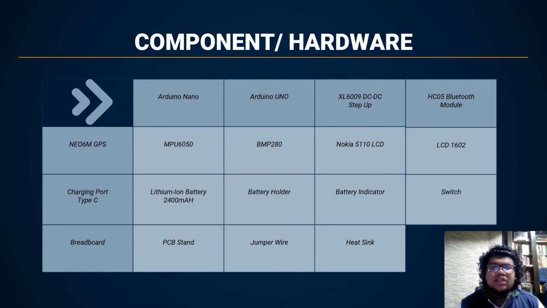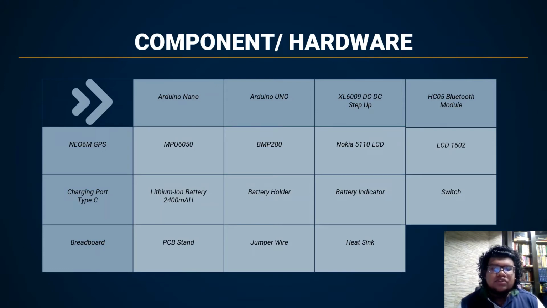By doing this, we can help to increase the performance and stability in our project. For sensor, we use BMP280 to measure the pressure. For the artificial horizon, we use MPU 6050, and for GPS, we use Neo 6M GPS Special. And for voltage booster, we use XL6009 DC-DC step up, and for the display, we use two displays which are Nokia 5110 LCD and LCD 1602.